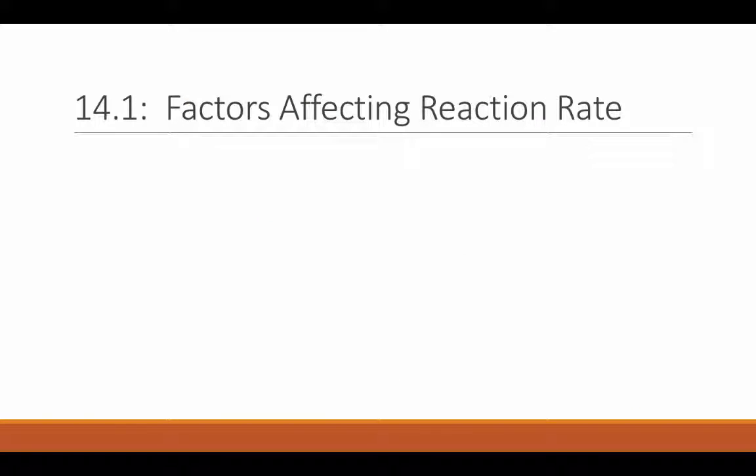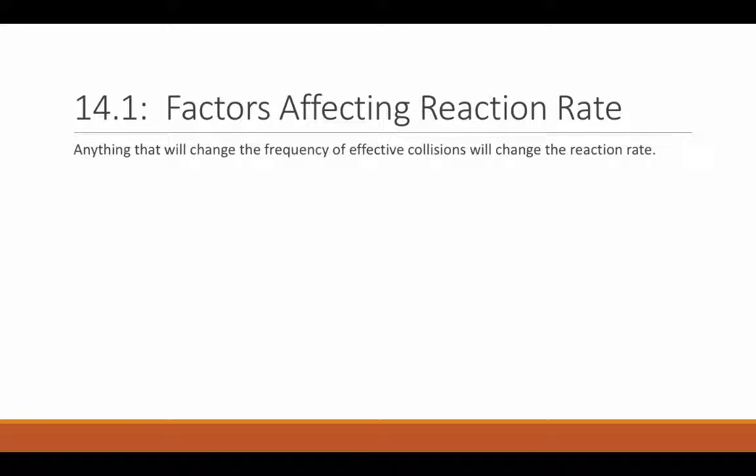Let's consider some factors that will affect reaction rate. As we go through these factors, we'll consider how each one of them affects reaction rate in terms of the collision model. Since the collision model tells us that molecules must collide to react, anything that changes the frequency of effective collisions will change the reaction rate. Some of these factors include reactant temperature, reactant concentration, physical states of the reactants, and the presence of a catalyst. Let's look at each of these individually.